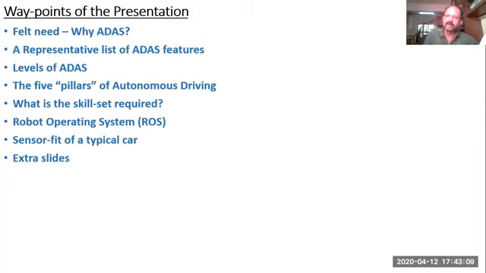Obviously, the next question, ladies and gentlemen, is what is the skill set required in case the youngsters want to make a career in ADAS? A very, very brief overview of what the Robot Operating System is. Yes, at the outset, let me tell you, ladies and gentlemen, it's not an operating system. That's a misnomer. We will see what exactly it is. What is the sensor fit of a typical car? And then there are some extra slides. And time permitting, and if the audience shows some interest, then I'll take you to the next part of my presentation, and that is what is hardware in loop testing.